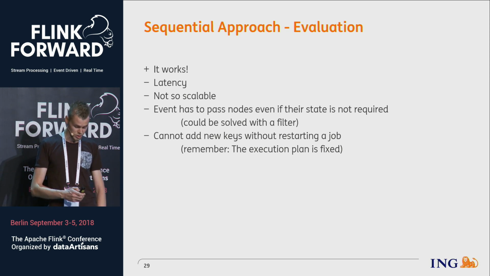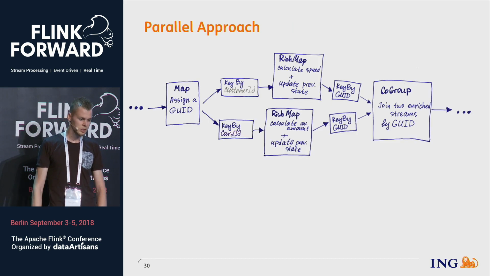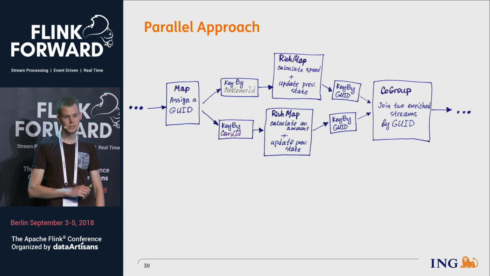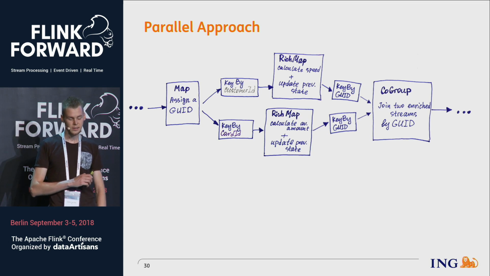So let's at least solve this latency issue right now. Another approach could be the parallel approach, where the incoming stream is first given a unique identifier, which is used at the end for aggregating the information, and then the stream is split in two. The first part of the stream is keyed by customer ID, just as before, and the second part is keyed by card ID, and the next two stateful operators will then handle the events in parallel.